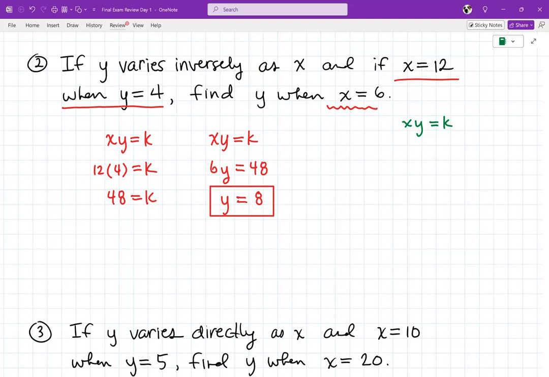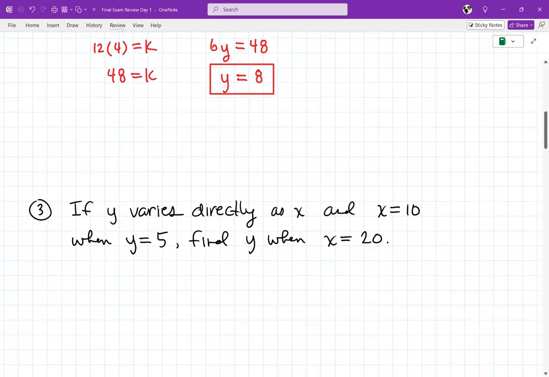So you're going to get your formula for inverse variation. You're going to write it twice. The first formula, you're going to figure out the k value. The second formula, you're going to find the missing portion of it. Okay? So that's what you're doing for inverse variation. Now, there's also going to be direct variation. So as you can see, that's number 3.